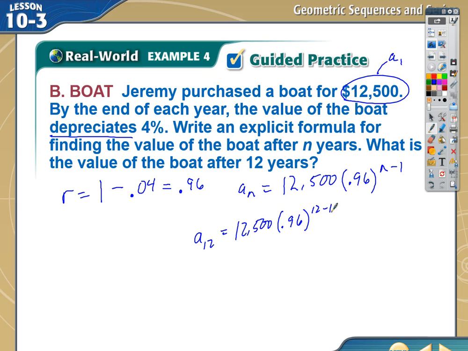Again, the calculator gets plugged in, and it tells me it's $7,977.99. So after 12 years, it's worth about $8,000, which is actually pretty good if you've ever tried to sell something that you bought.